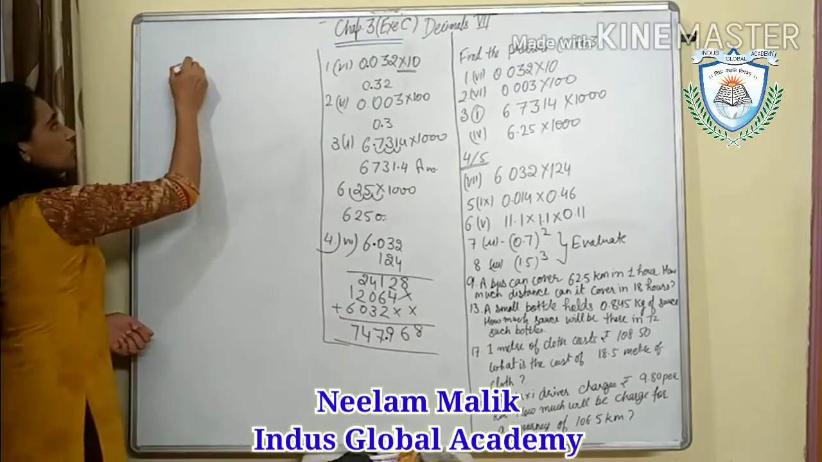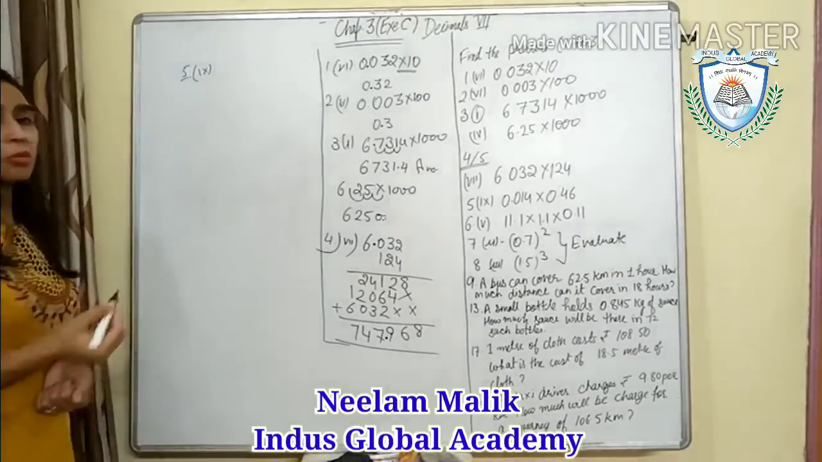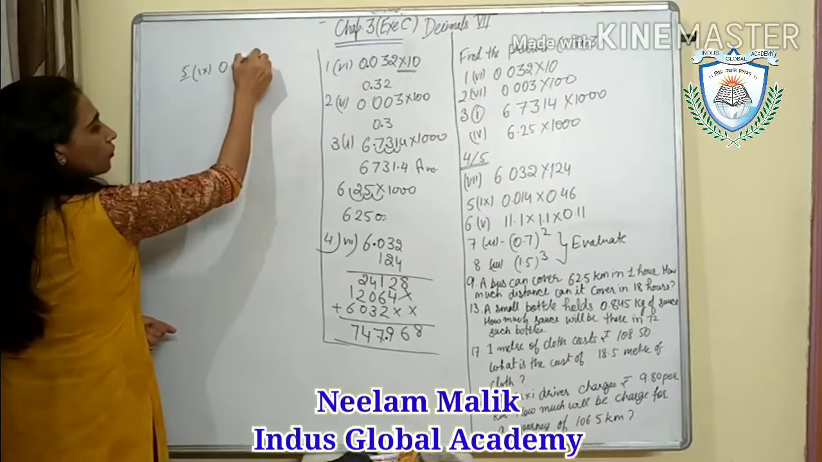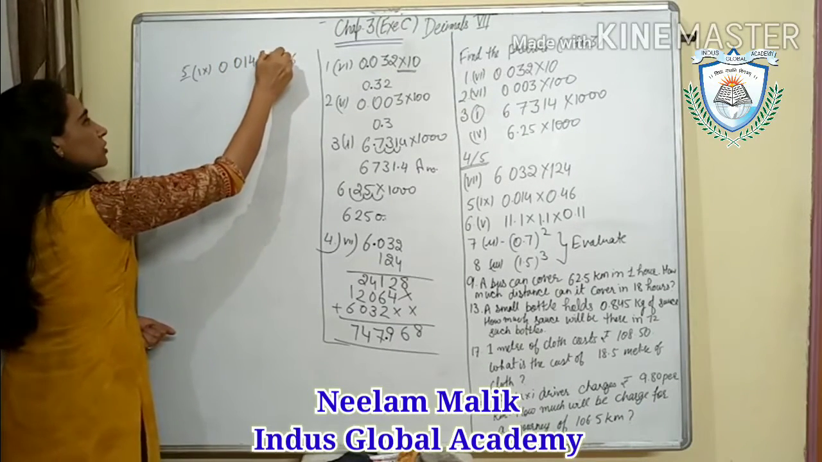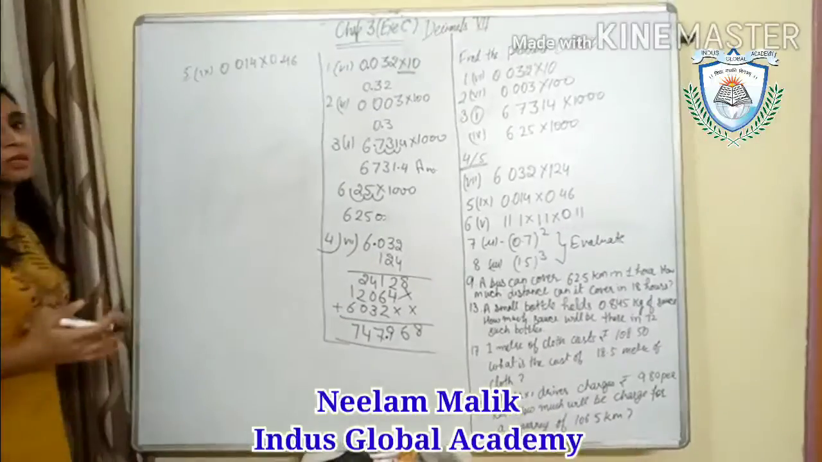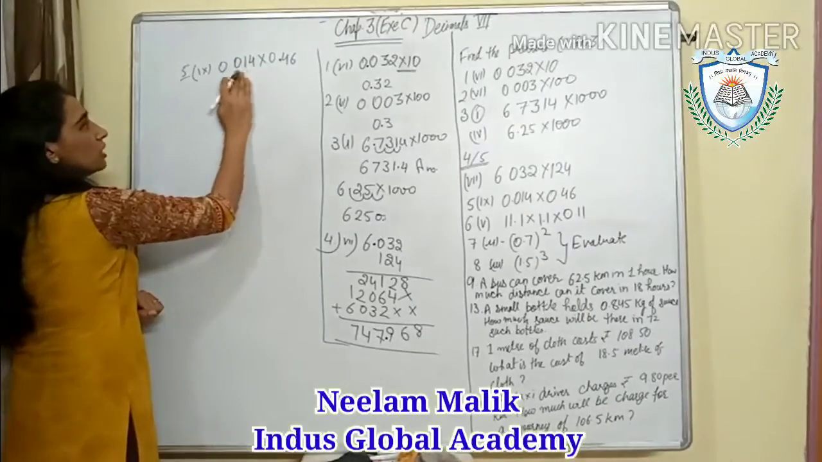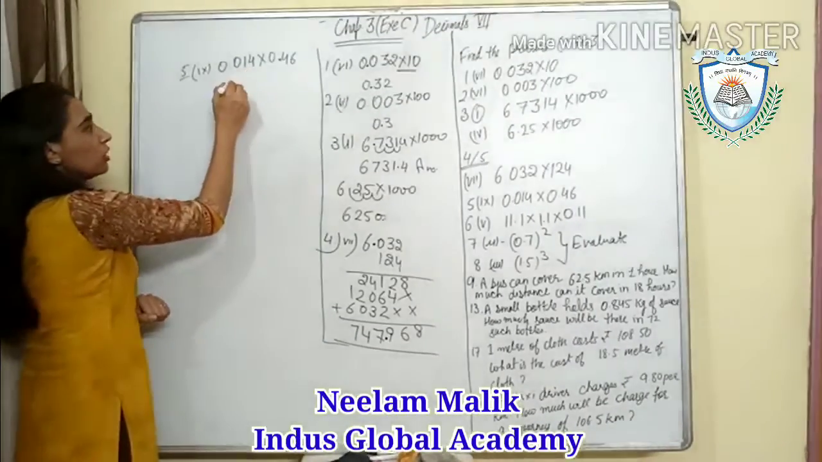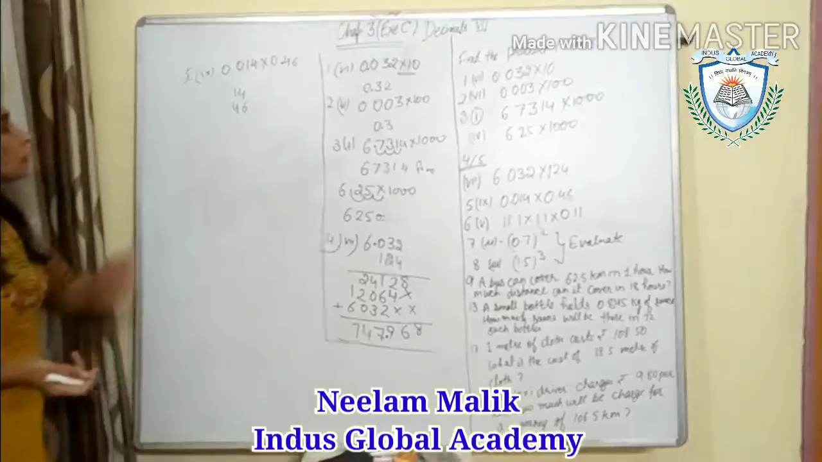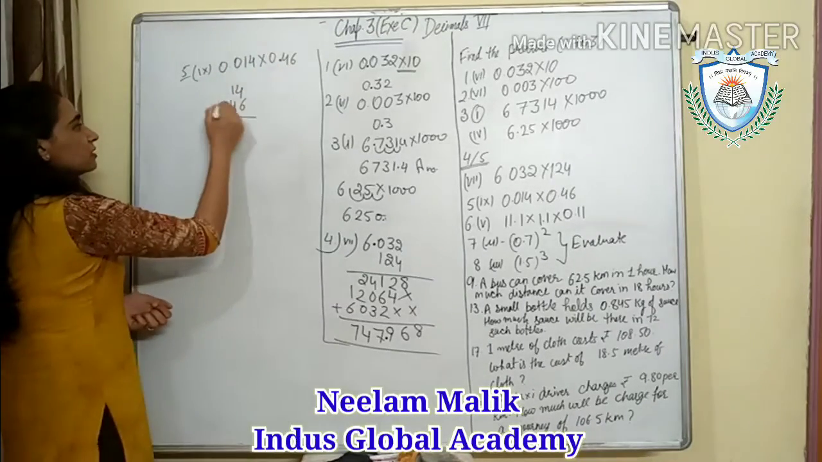Now question number 5. In question number 5, I have taken the 9th part. We have to do simple multiplication in this. What is our statement? 0.014 into 0.46. Here both numbers contain the decimal point, so you have to just multiply these two numbers simply. Take it as 14 into 46, because before this 14 all are zeros and here also zeros. So now multiply this number.